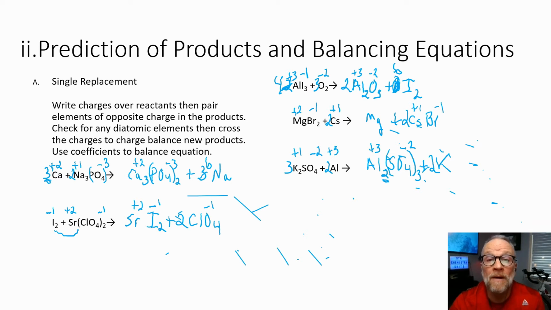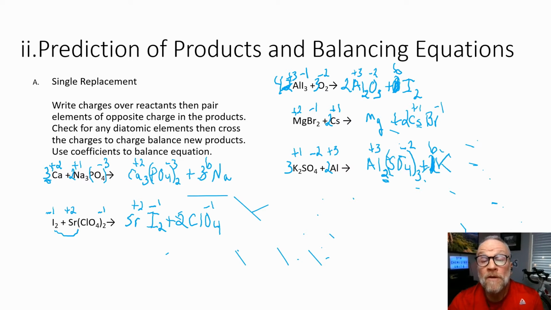So now we're going to go back through and adjust. We got 3 times 2 is 6, so we're going to have to change our coefficient here to 6. 3 sulfates, 2 aluminum, and 2 aluminum. So now we're balanced.